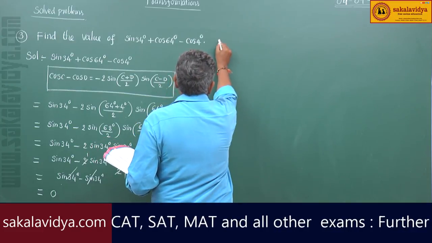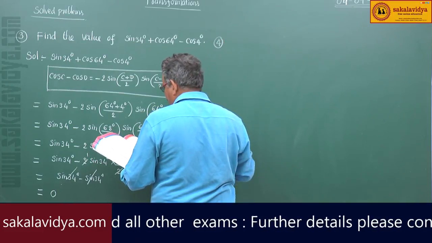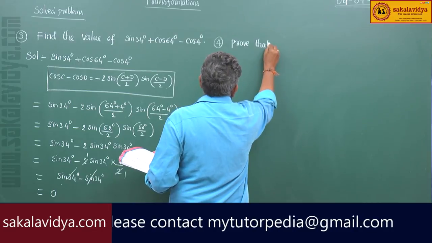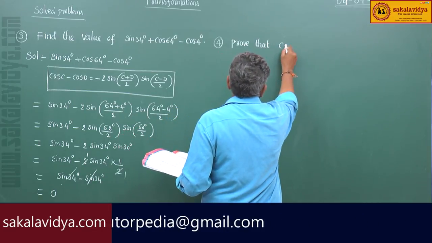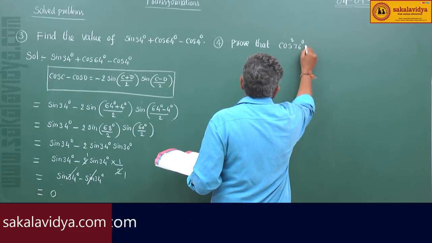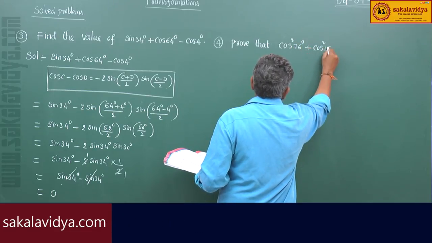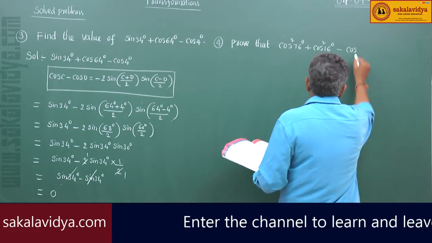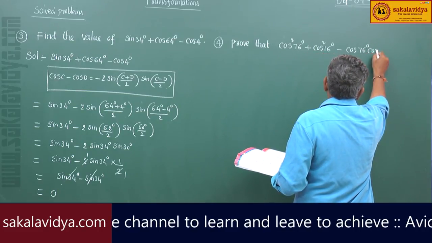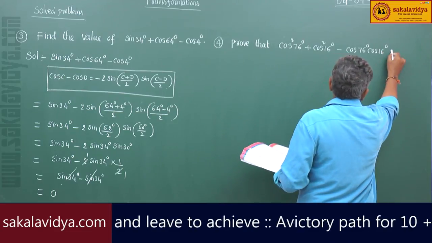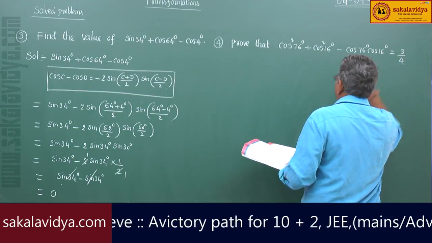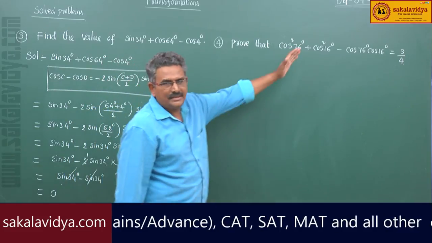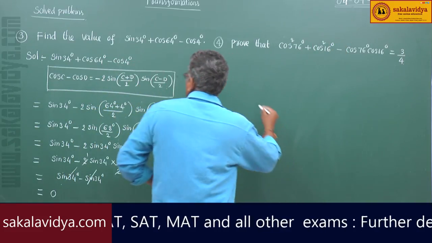This is the fourth one. Prove that cos square 76 degrees plus cos square 16 degrees minus cos 76 degrees into cos 16 degrees equals 3 by 4. Okay. So, these kind of problems may be asked in competitive entrance examinations also.